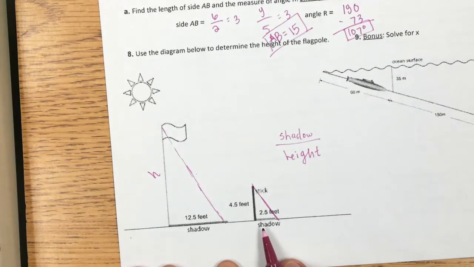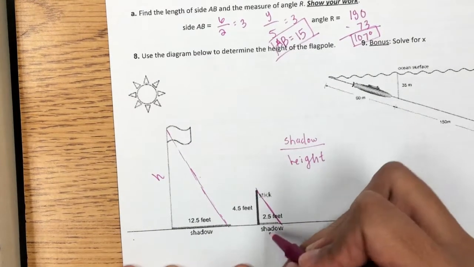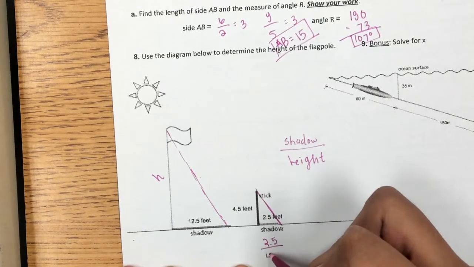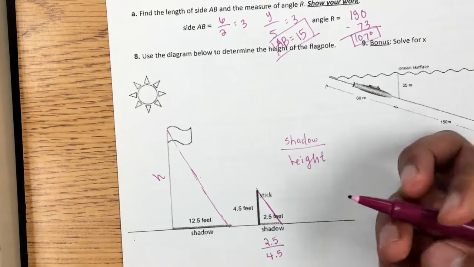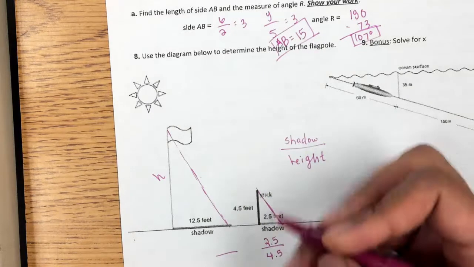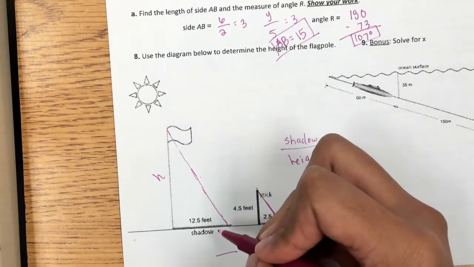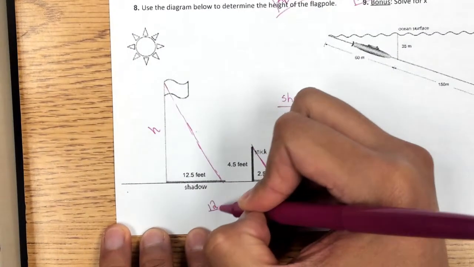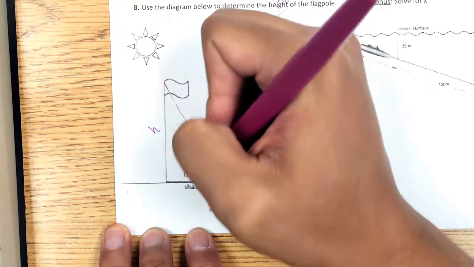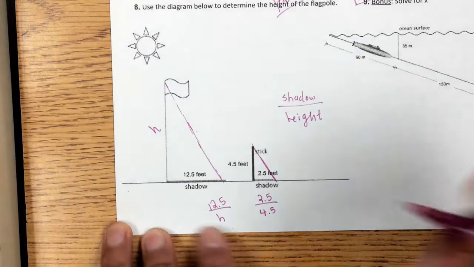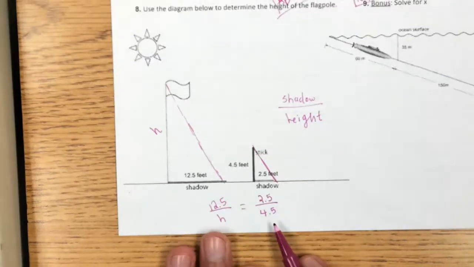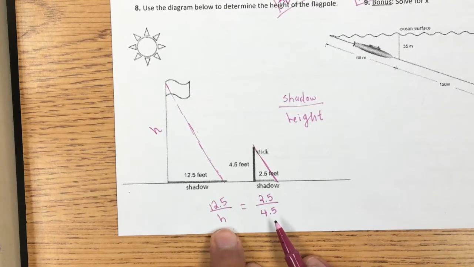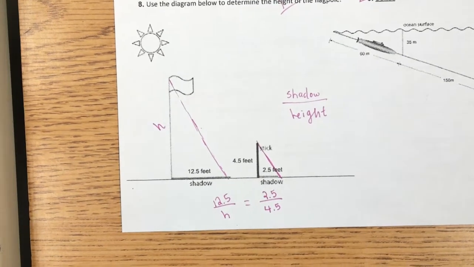Right, so for the little triangle, I'm going to write it below. Shadow over height: the shadow is 2.5 feet, and the height is 4.5 feet. And then the shadow of the large triangle here, sorry, you can't really see that, is 12.5 feet, and the height, of course, we do not know. We know that these two fractions have to be equivalent. They have to be the same.